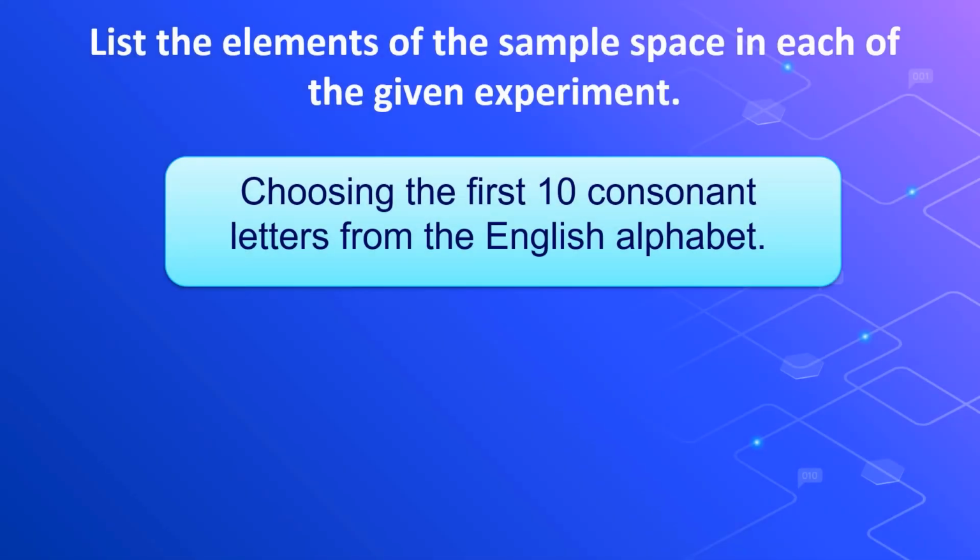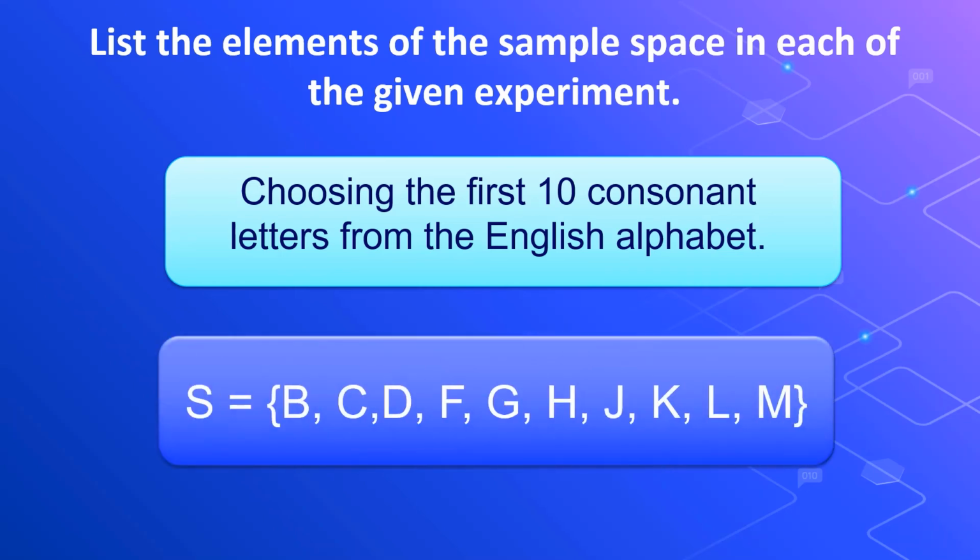Next, choosing the first 10 consonant letters from the English alphabet. So, what exactly are our consonants? We have B, C, D, F, G, H, J, K, L, M. Because we are only looking for 10, we just put the first 10.